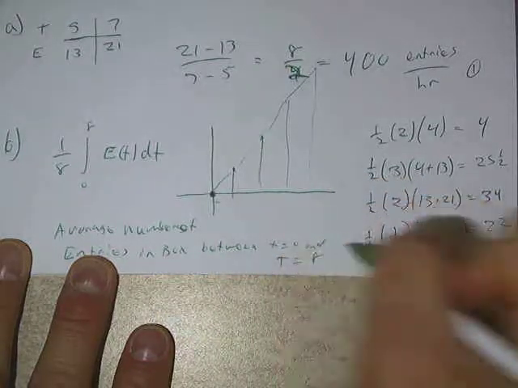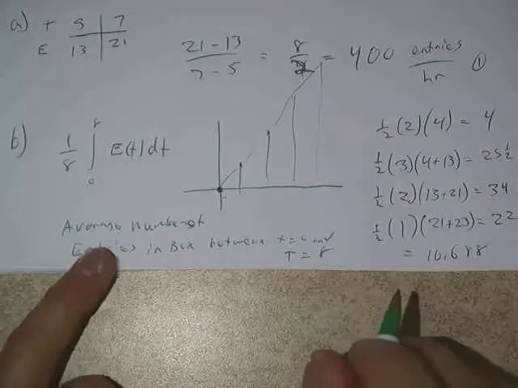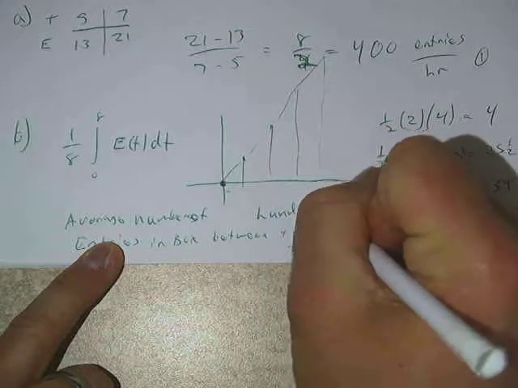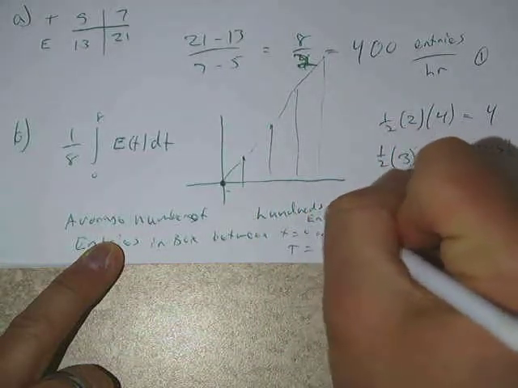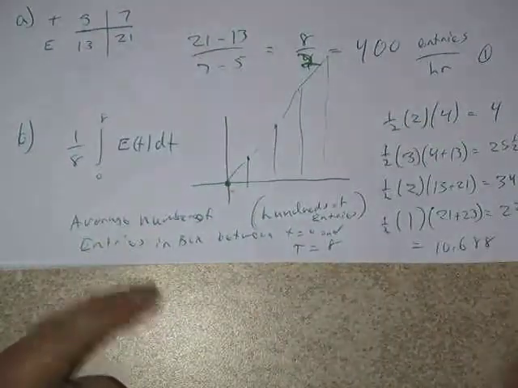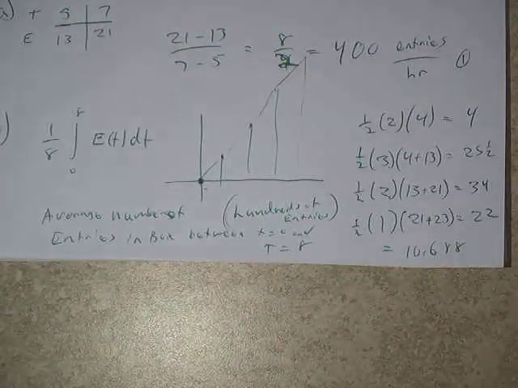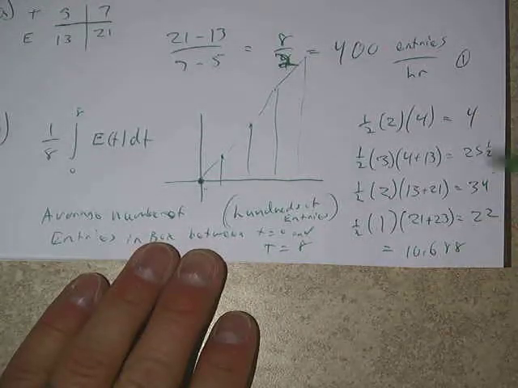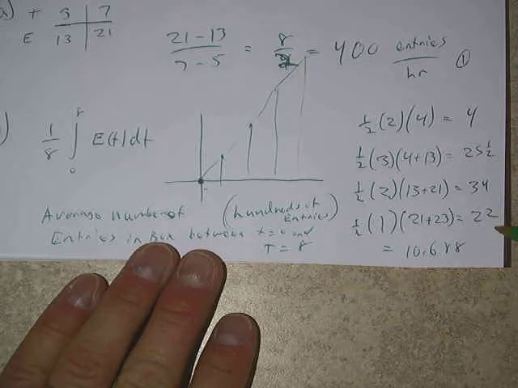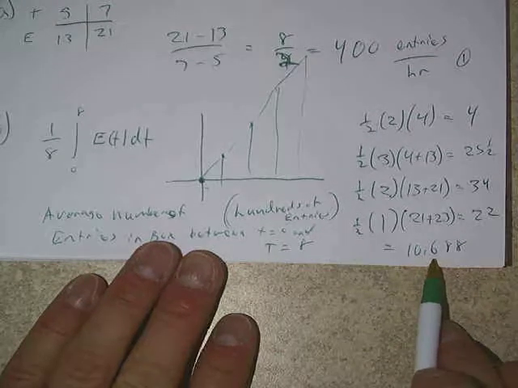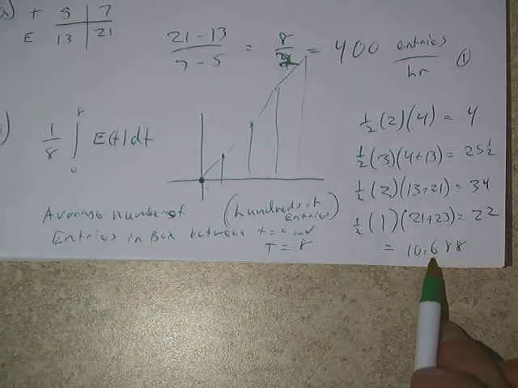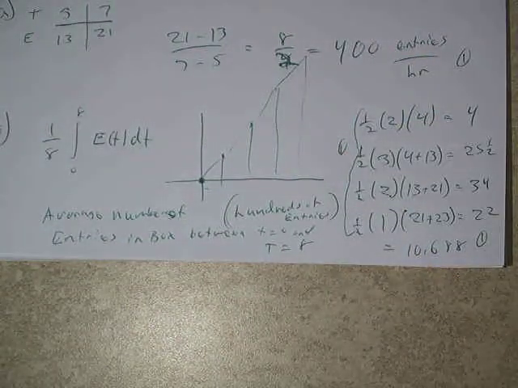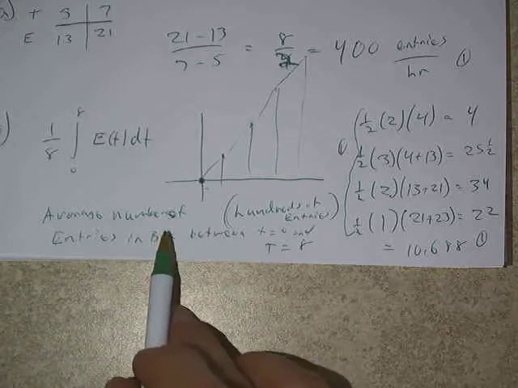And then the explanation part says using correct units explain the meaning of this in terms of the number of entries. And again, we'd say this is the average number of entries in the box between time 0 and time 8. And it's the average number of entries in the box in what units? Maybe hundreds of entries. So that would be our units part right there.